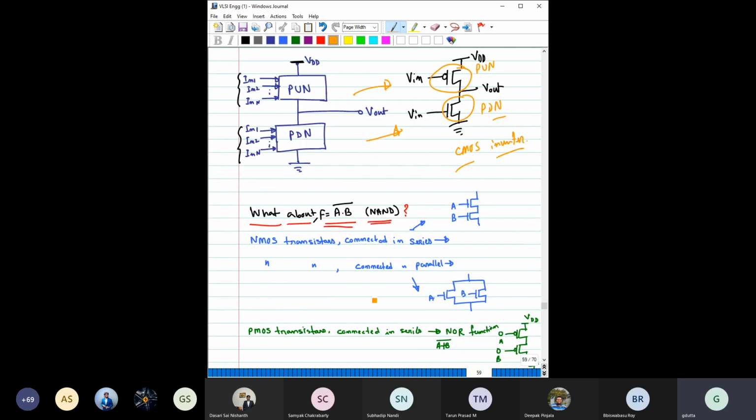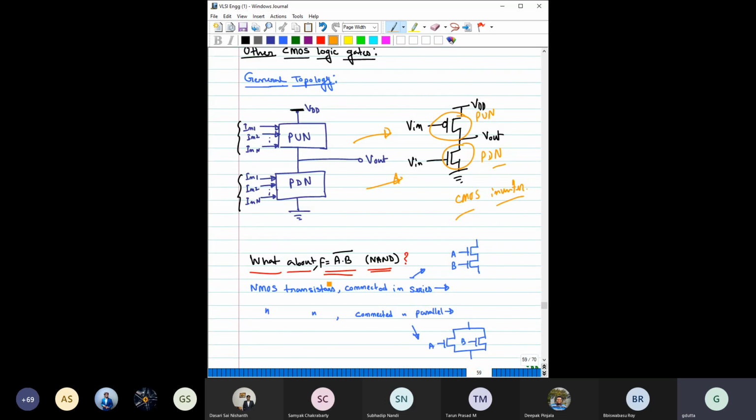For example, what about this NAND gate? Okay, so before discussing how you can design a NAND gate, let us discuss what will happen.